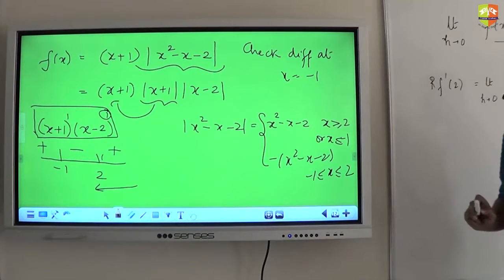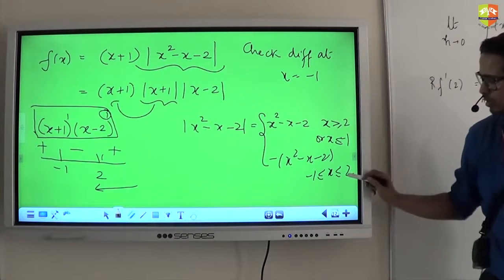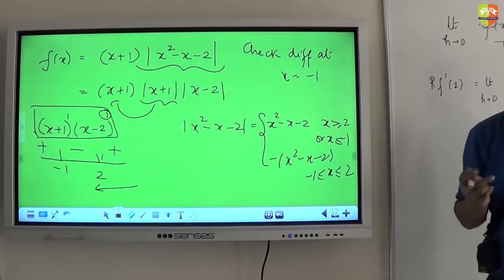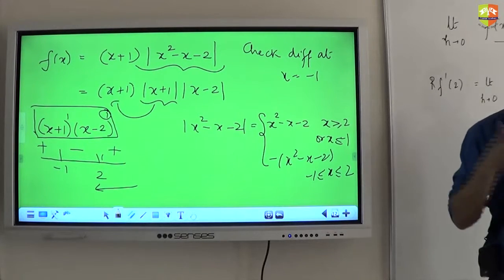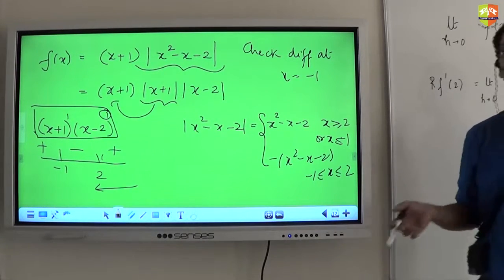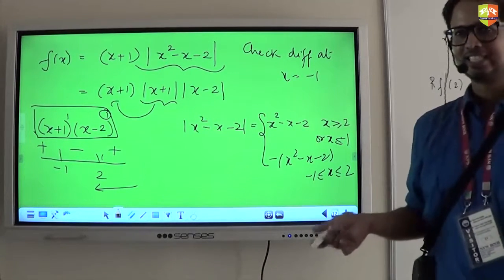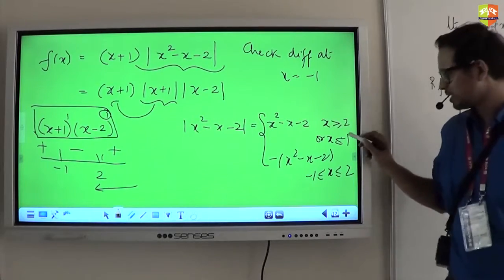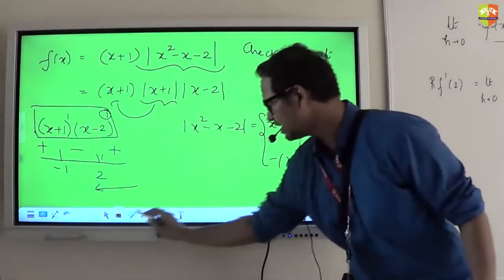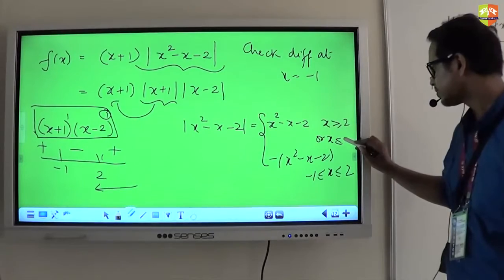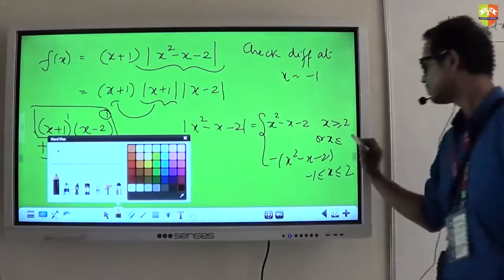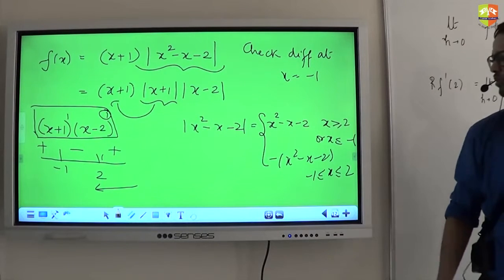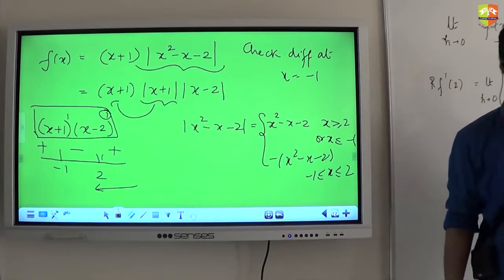Now most of you would ask, so you included 2 here also, you included 2 here also. It doesn't matter. Because at 2, it is either plus 0 or minus 0, which is ultimately 0. 0 doesn't have a sign. Right? Minus 1 also, sorry, I included both the places. Okay? That's why at minus 1, I can include it at both the places because it is actually 0.